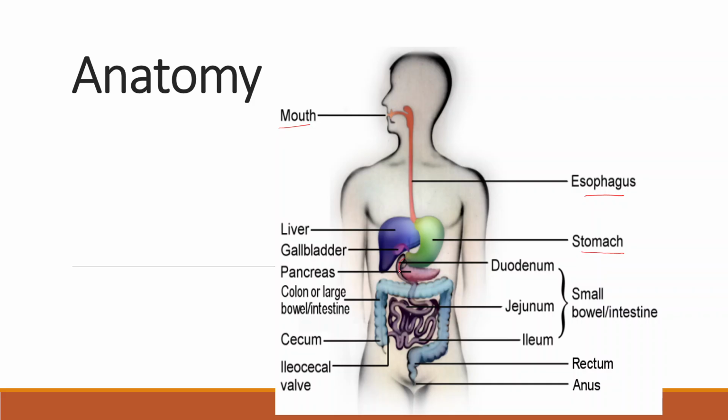This is small intestine starting with duodenum, and then the next part is your jejunum. So duodenum, jejunum, and the last part is ileum. So here ileum finishes, right? Ileum joins with the colon. This is the ascending part of colon, this is the transverse part of colon, this is the descending part of colon. Then we have sigmoid colon and we have rectum.